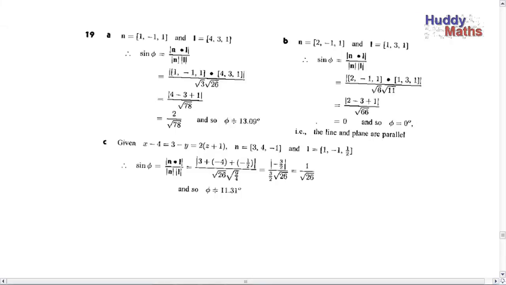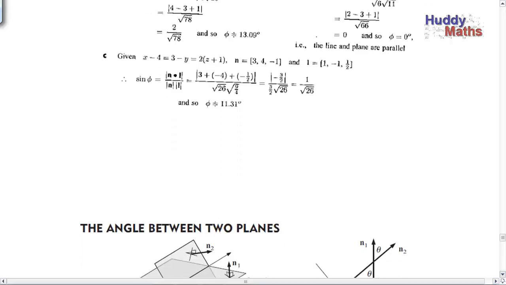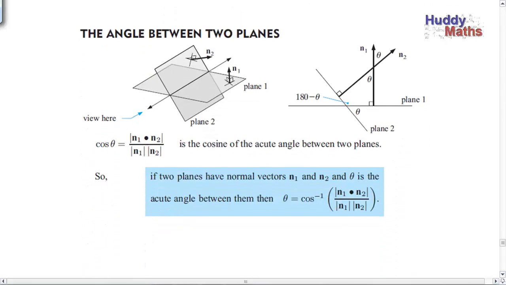Okay, let's do the last little bit now. How are you going? I hope you're getting the hang of it. And angle between 2 planes. So here we have one plane and there's another plane, and we're going to try to relate the angle between the planes to the angle between the normals. So let's have a look.